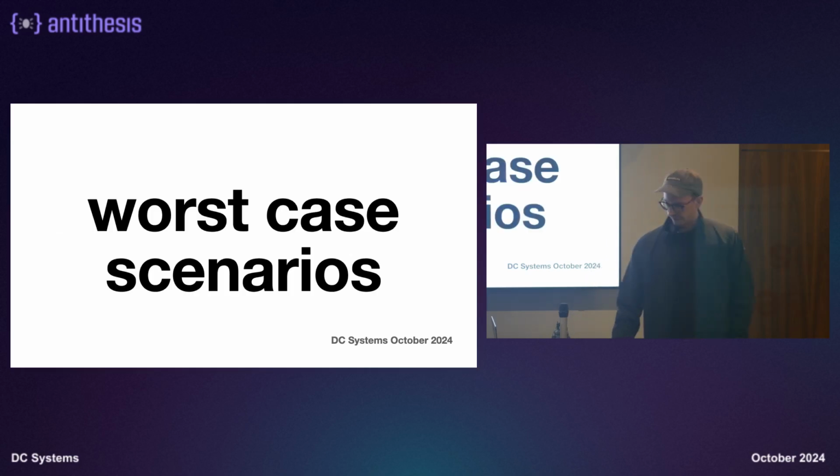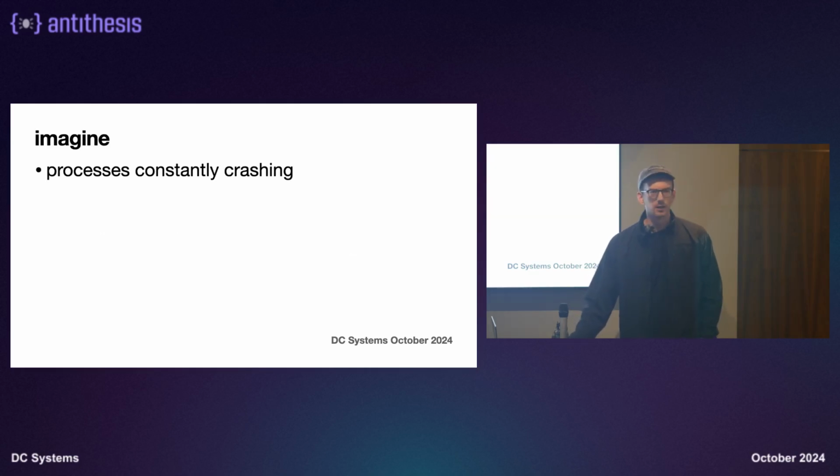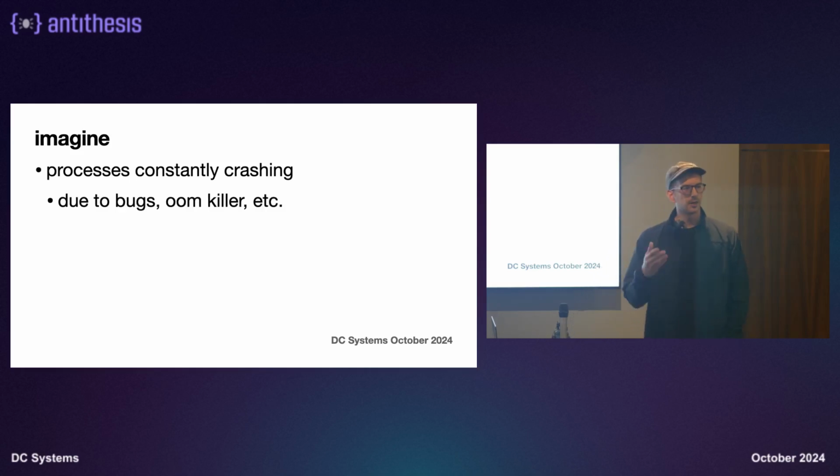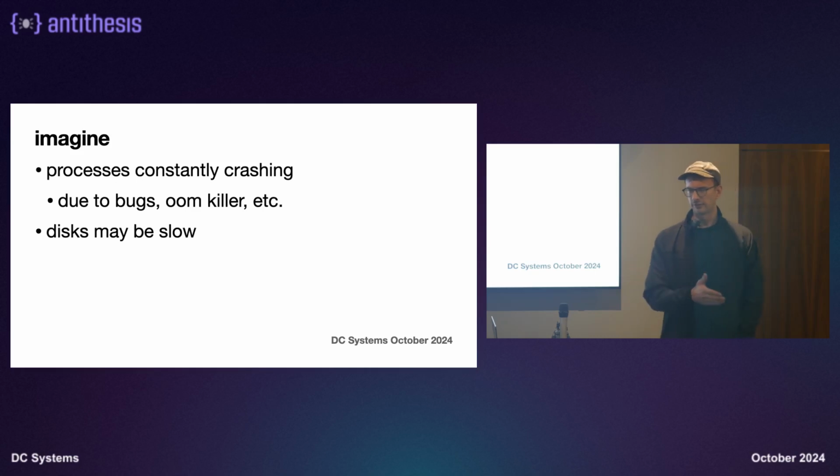But how does this behave in different environments? So imagine that your processes are constantly crashing. For example, you have some bug, and just every time it starts up, it just goes down. Or maybe you're being killed by the OOM killer. Or maybe disks are really slow, and you send a write, and it just takes forever to complete.